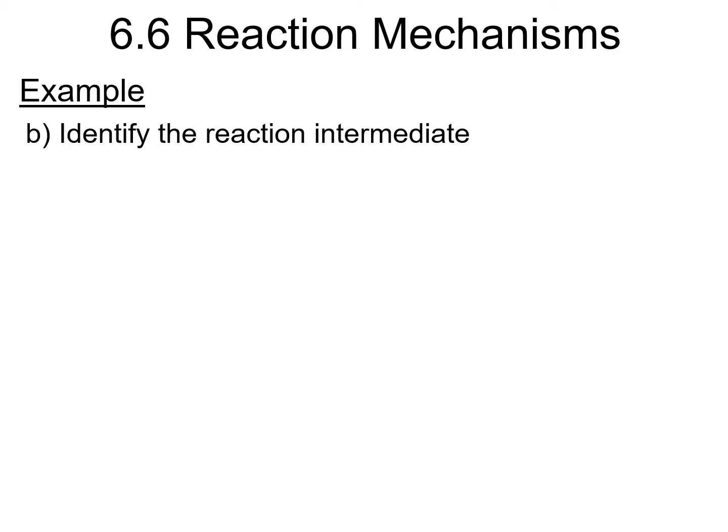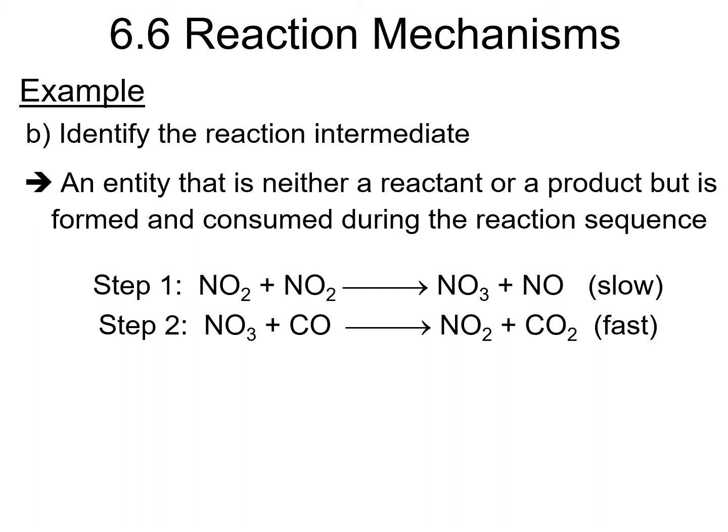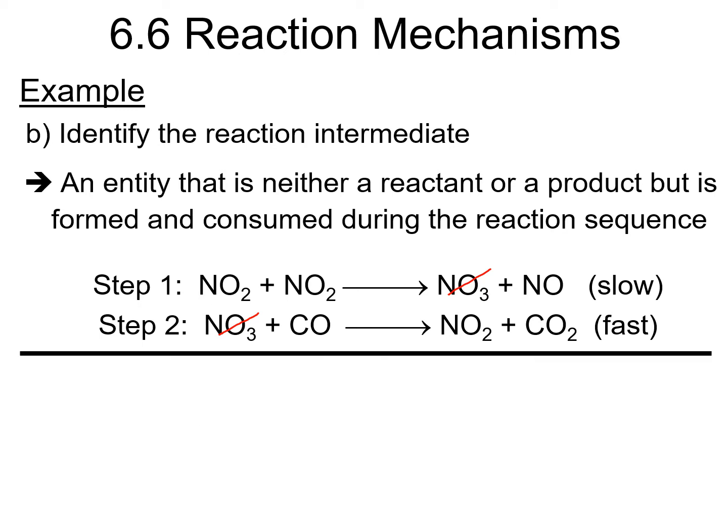Next, I want to identify the reaction intermediates. Now, what are these? These are the entities that are neither reactants nor products, but they're formed and consumed during the reaction. So essentially, they're the things that cancel out. Here are our two steps, and I did cancel some stuff out. However, the only one that is both a reactant and a product is this NO3. Okay, those go. Sure, we did cancel out an NO2, but we actually still had one left over. So the NO3 is our only reaction intermediate in this particular reaction.